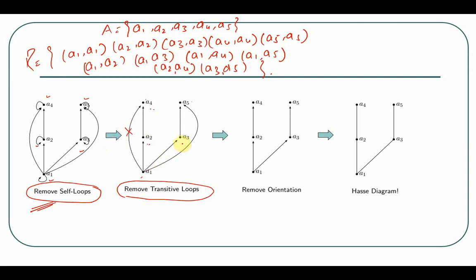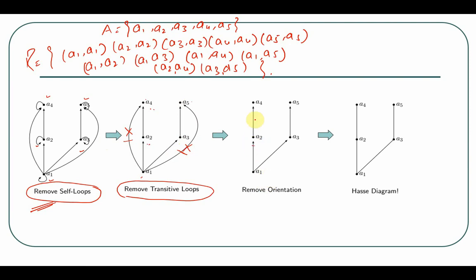Similarly, A1 A3 and A3 A5, and I also have A1 A5. So I'll remove this particular edge also. So these two edges were indicating transitivity. So I have eliminated these two edges, right? I get this. Now as the third step, what we do is we eliminate the arrows.